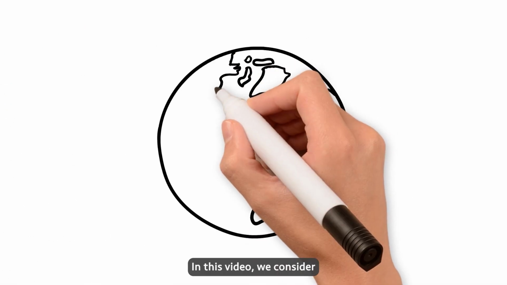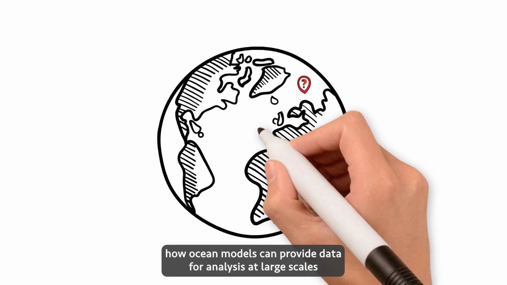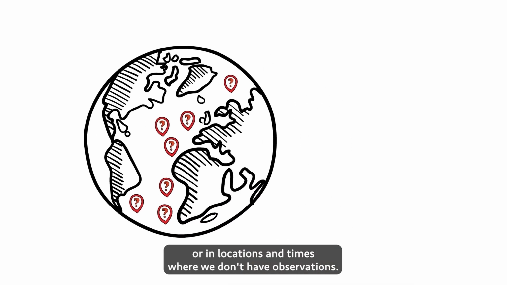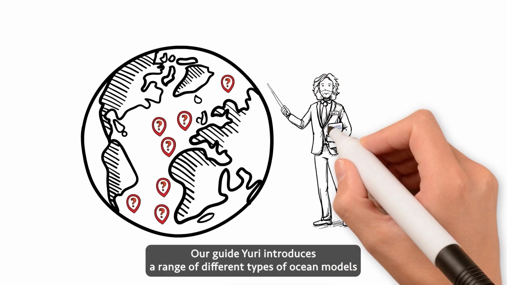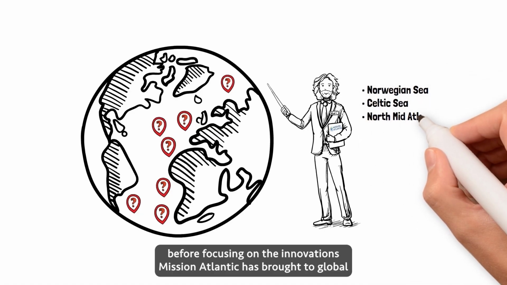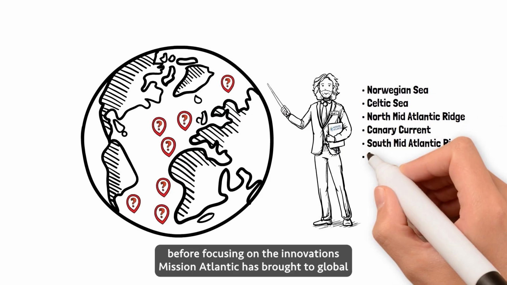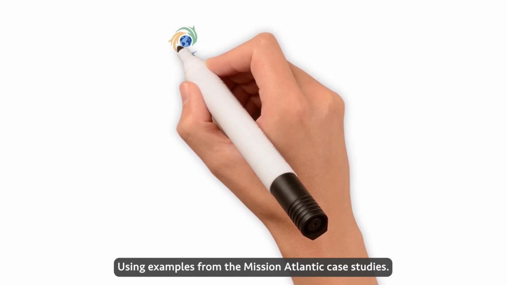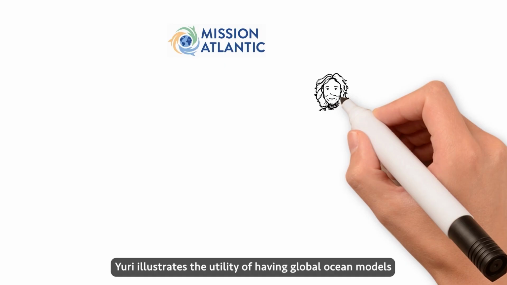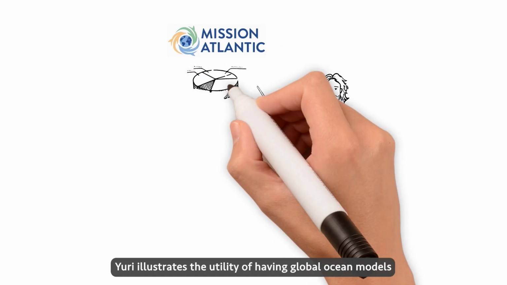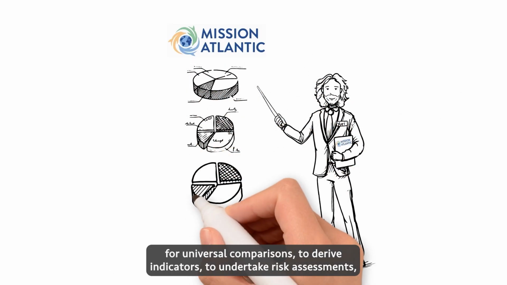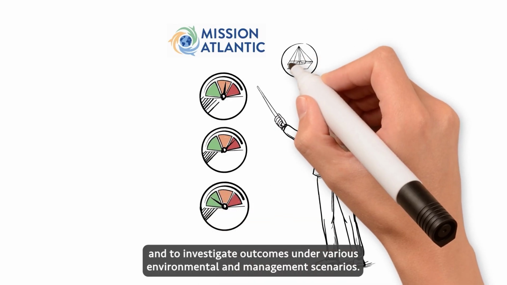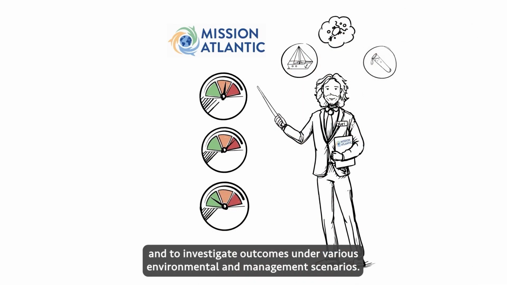In this video, we consider how ocean models can provide data for analyses at large scales or in locations and times where we don't have observations. Our guide, Yuri, introduces a range of different types of ocean models before focusing on the innovations Mission Atlantic has brought to global ocean modelling and how to access these. Using examples from the Mission Atlantic case studies, Yuri illustrates the utility of having global ocean models for universal comparisons, to derive indicators, to undertake risk assessments, and to investigate outcomes under various environmental and management scenarios.